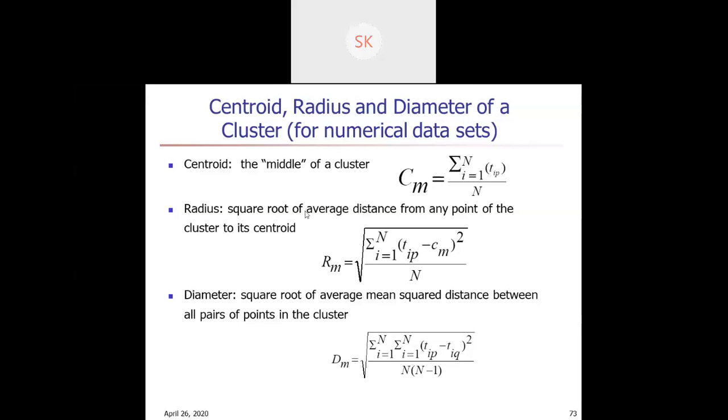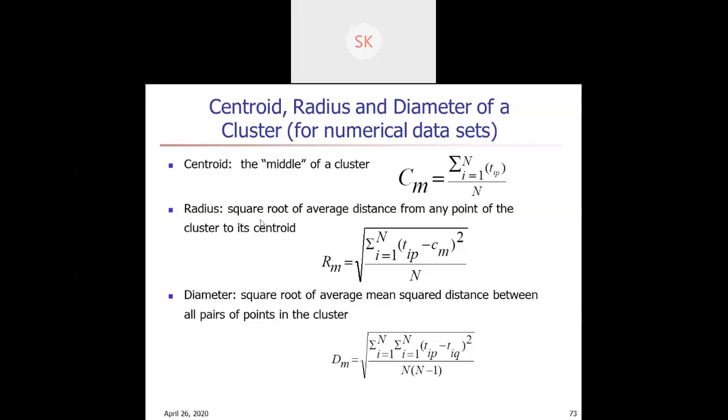So centroid, that is the middle of the cluster, defined as Cm is equal to summation of i equal to 1 to n, where n is the number of objects, obviously tip, that is with respect to a particular object. Object p in i reflects what? That is the cluster i. i is 1 to n, that is the object, okay, and divided by n.